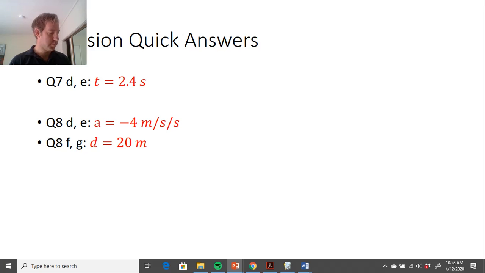The first one, remember D and E, I've asked you to do it one way using a graph and then another way using an equation, so you should get the same answer. And the same for question 8, D and E, and then F and G. So let's work through solutions if you want solutions, but A, these are optional, and B, if you've got the answers right, you probably don't need to go through the long version. Up to you.